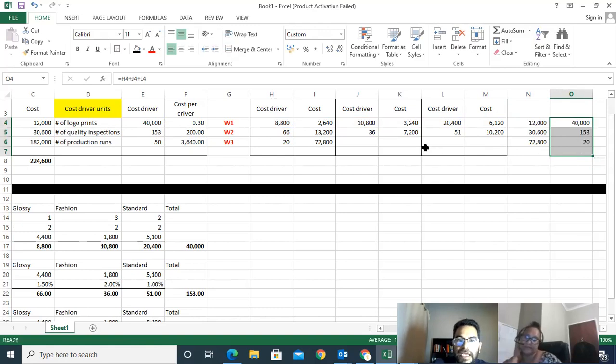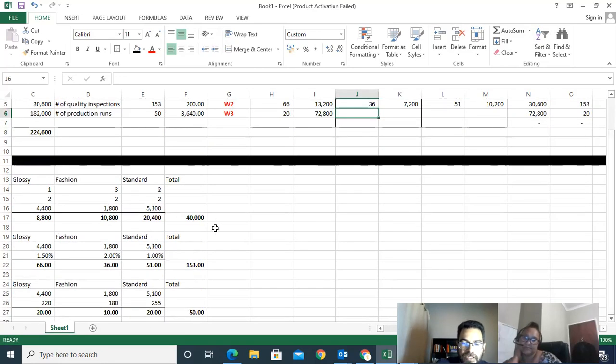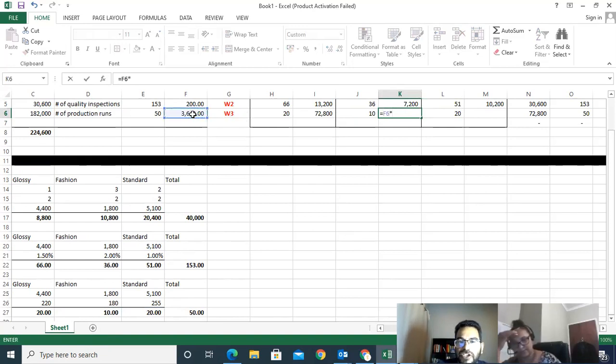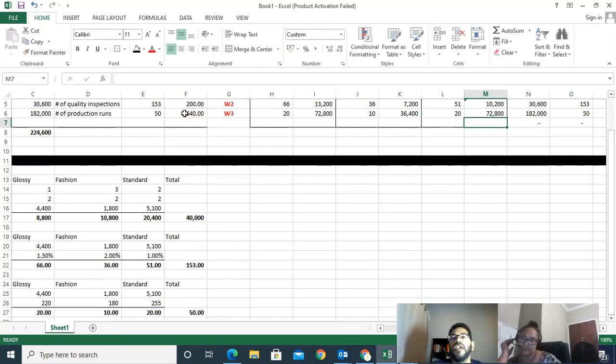And then over here, the number of runs is equal to 10 for fashion, whereas it is 20 for standard. Now we work out the cost per run, which is 3,640. Fashion has 10 runs, so that is what they get, 36,400. The number of runs that standard have is 20 multiplied by the cost per run, which is 3,640, and that's what they get. So now you can see it all adds up.